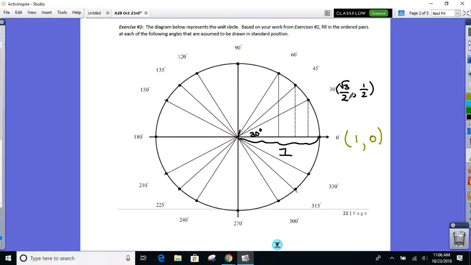All right, what about at 45? This one's always an easy one for people to remember. What's across from one of the 45s? Radical 2 over 2. What's across from the other 45? Radical 2 over 2. Guess what this coordinate is on the unit circle? Radical 2 over 2, comma, radical 2 over 2 on the unit circle.